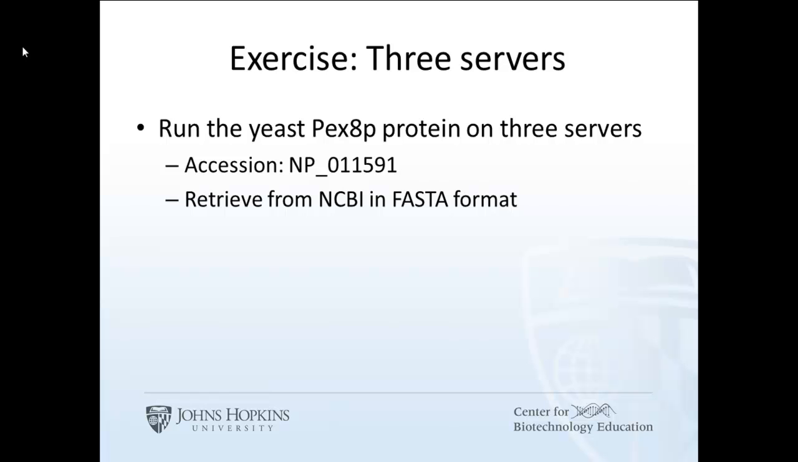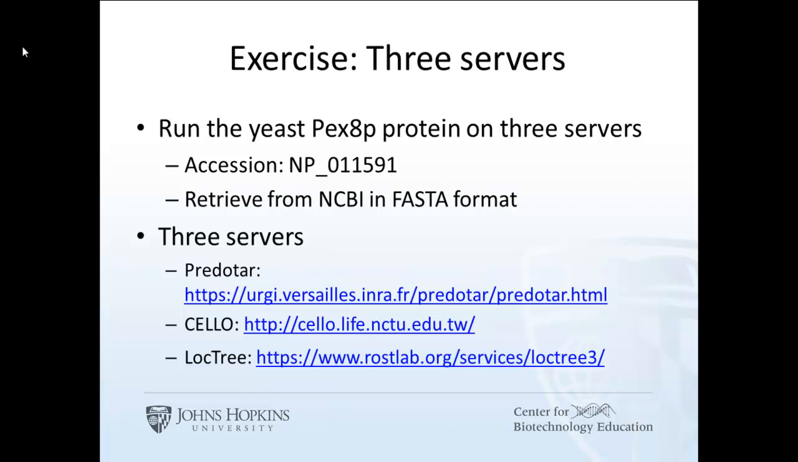Let's do an exercise. First, find the yeast PEX8P protein at NCBI. The accession number is NP_011591. And let's get that protein sequence in FASTA format. Then go to these servers and enter the protein sequence. Make sure it is set for eukaryotic prediction if that is an option. And we'll see what we get from Predator, Cello, and Loktree.